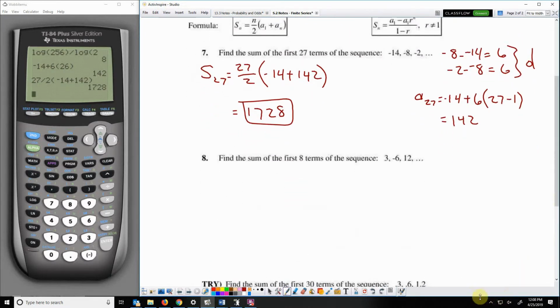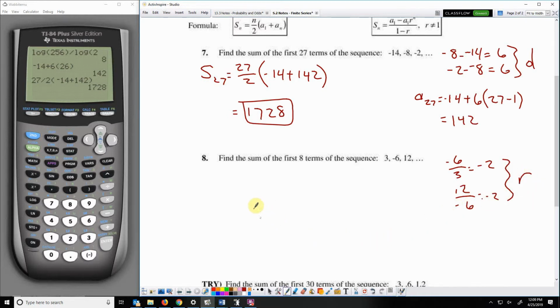Okay, this next one, 3, negative 6, 12, alternating signs, that's going to have to be geometric. So negative 6 over 3 is negative 2. 12 over negative 6 is also negative 2, so that is my common ratio.